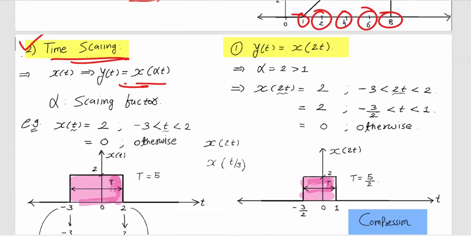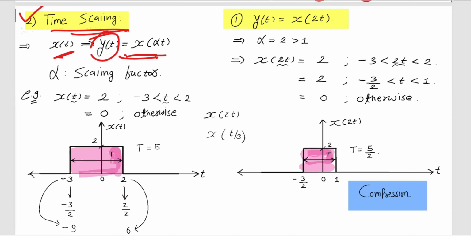We just say x is equal to xt and say let it be yt. So you can say this is x alpha t. So this alpha is the conversion factor or scaling factor, you can say. For example, if you want to scale a function which is x is equal to 2, otherwise 0, for the range minus 3 to 2.